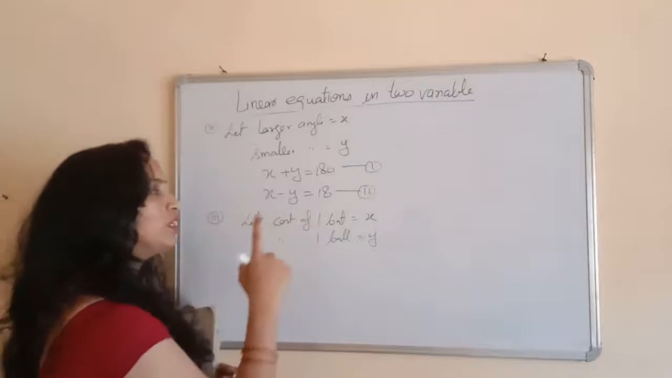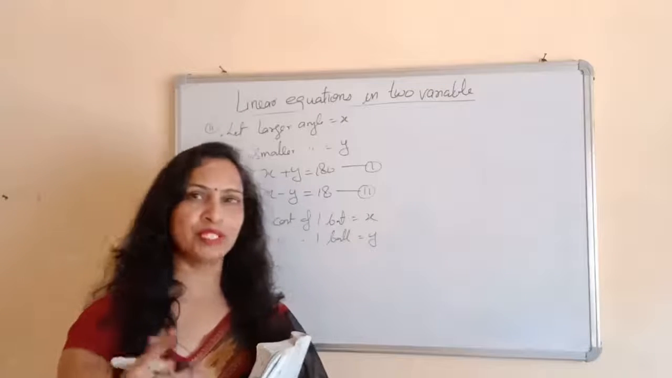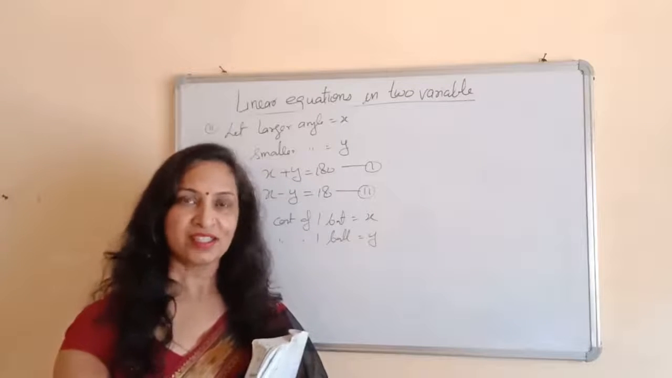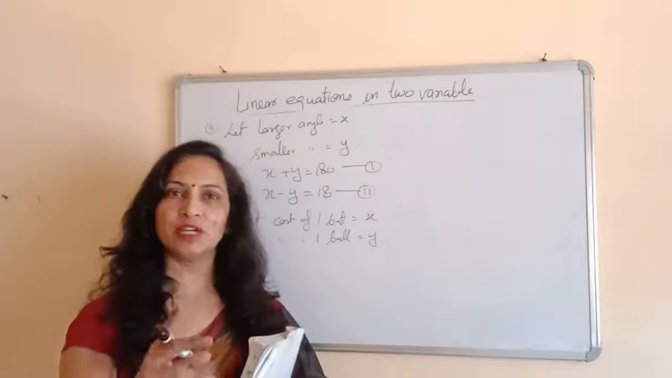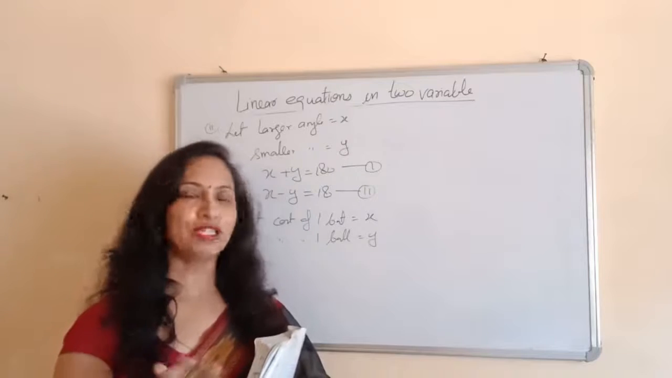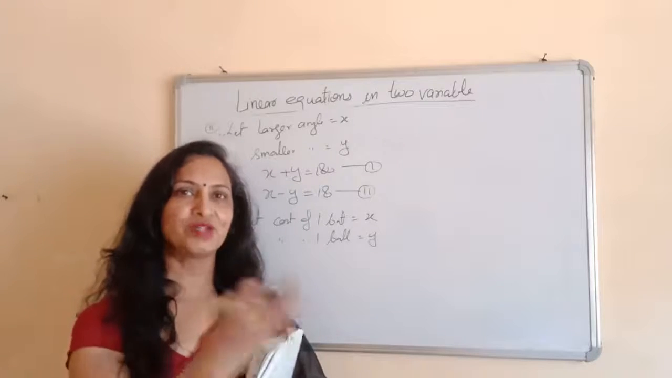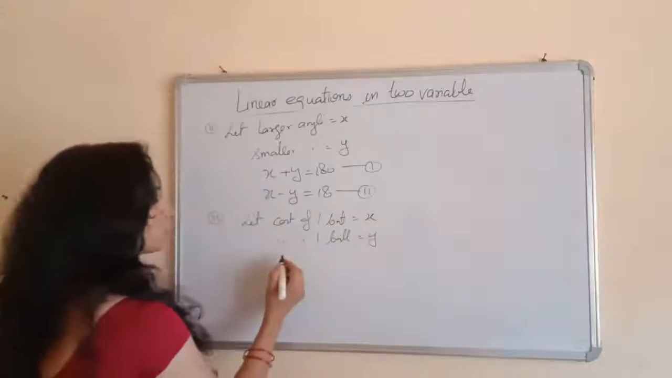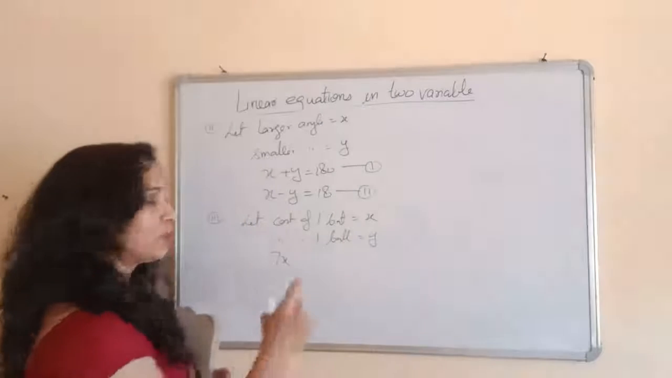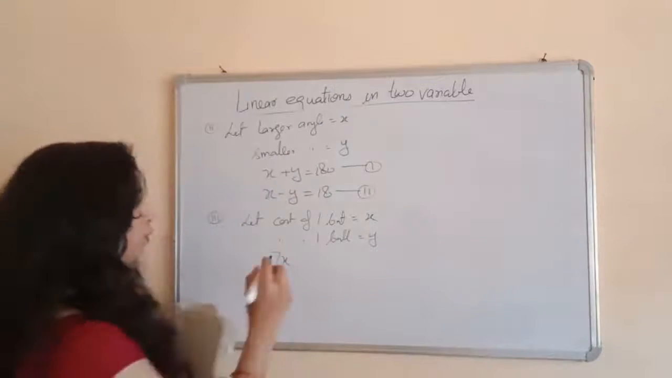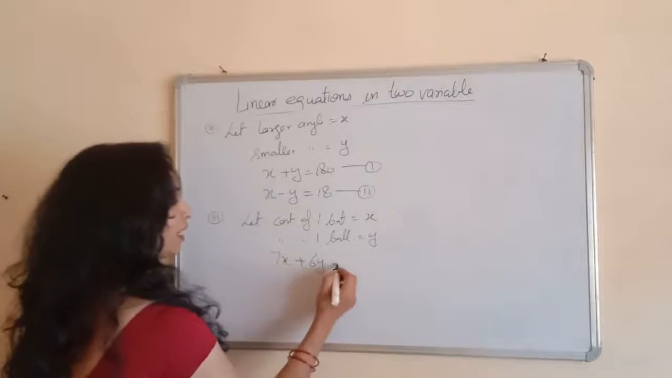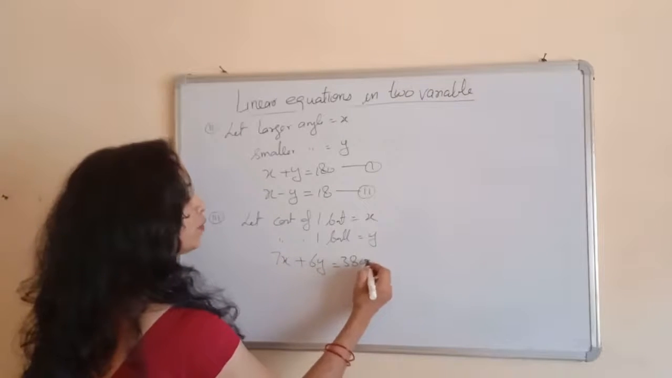So 7 bats and 6 balls. If the cost of one bat is x rupees, what should be the cost of 7 bats? It will be 7x. Suppose the cost of one bat is 100 rupees. Then what should be the cost of 7 bats? It will be 7 into 100. So the cost of 7 bats is 7x and the cost of 6 balls will be 6y is equal to 3,800. This is equation 1.